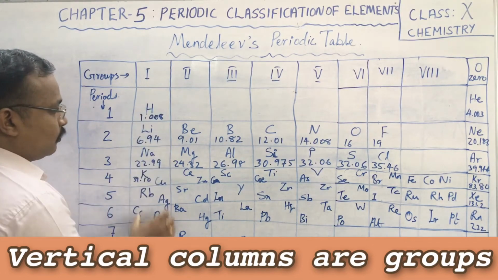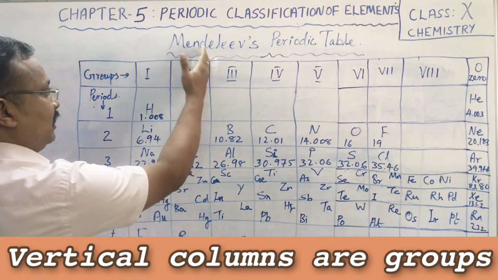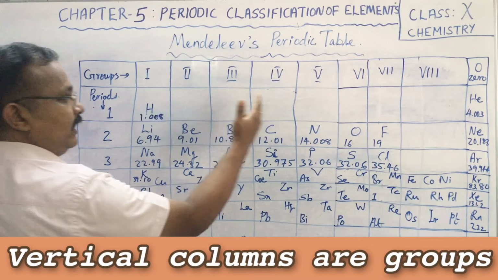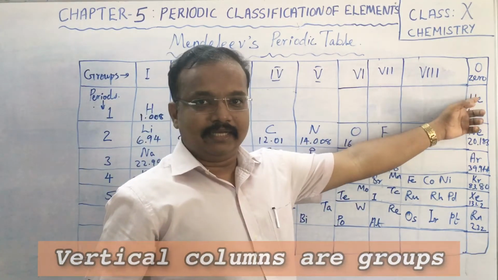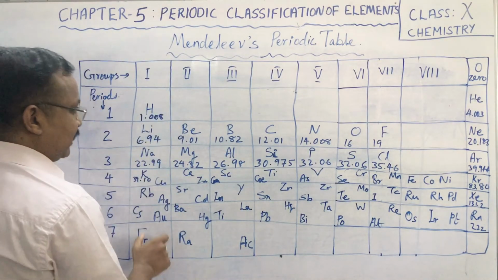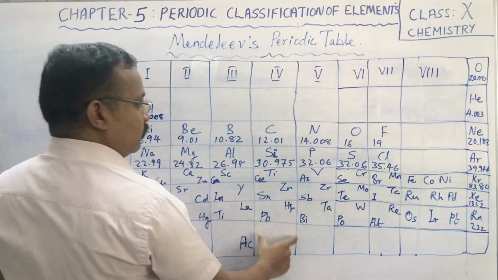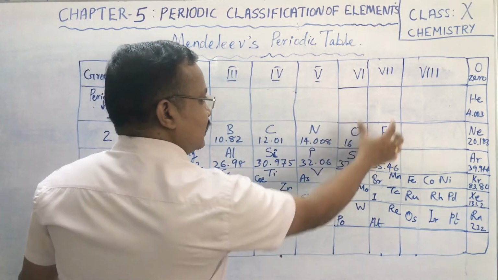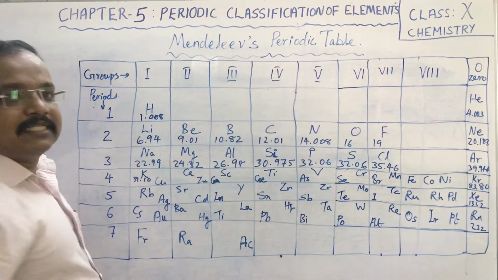These vertical columns are called groups. According to Mendeleev, there are 8 groups with a 0 group at the end. So 8 groups were there. You have to understand the 8 groups like this: groups 1, 2, 3, 4, 5, 6, 7 and 8, plus 1 zero group.